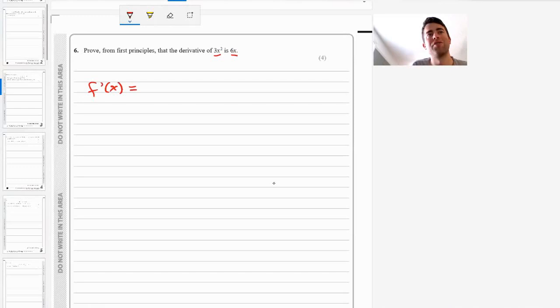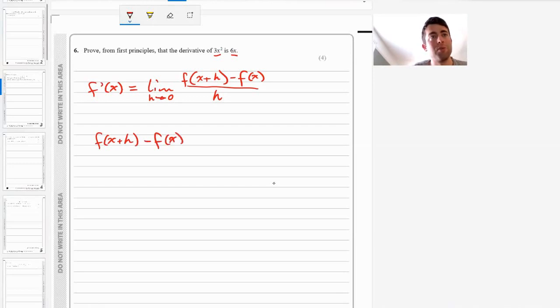The little formula for differentiating from first principles is actually in the formula book. I'm going to write it here anyway. Minus f of x all over h. And this is how I like to lay it out. We write that first, then we write it out with the necessary bits in it, but without the lim bit at this stage.